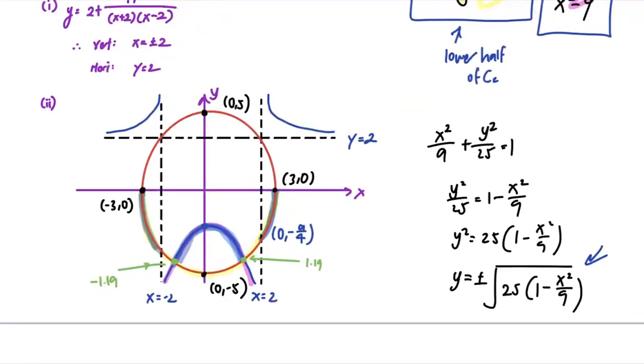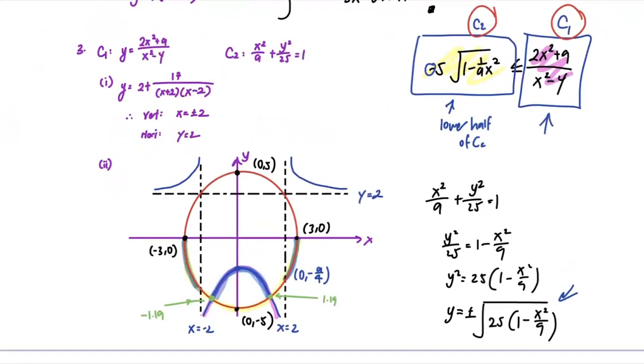Whenever you're facing inequality questions, just trust me, look for C1, look for C2, find the graph, and then just see which is above which. That's one type of question.